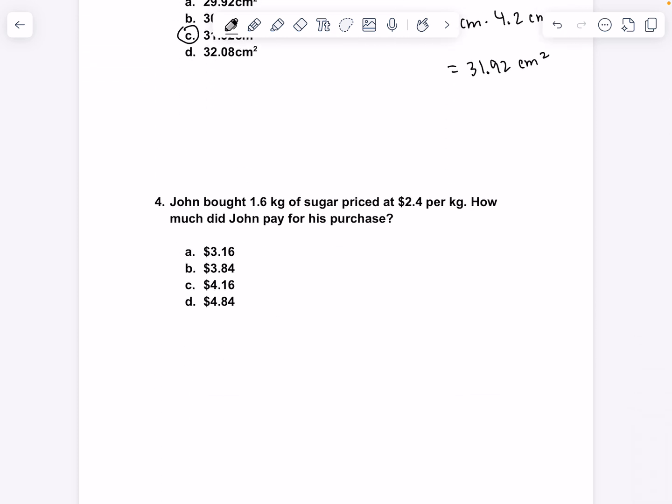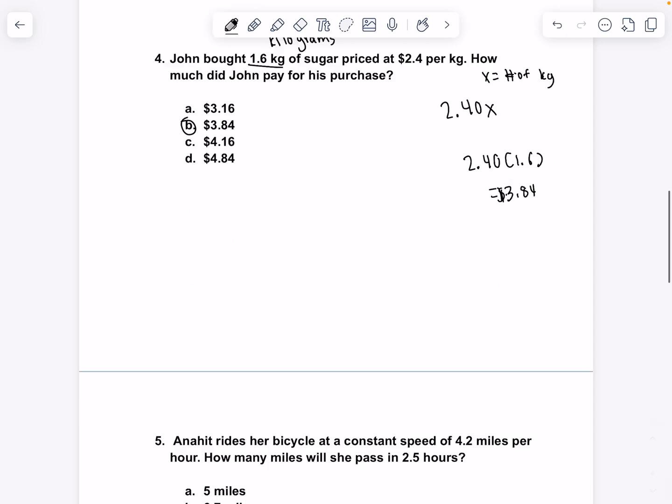So number 4 says, John bought 1.6 kilograms of sugar, priced at $2.40 per kilogram. So if it's $2.40 per kilogram, x is the number of kilograms, and we know he bought 1.6. That would mean we multiply 2.40 times 1.6, and that will give us 3.84. So John paid $3.84 for his purchase.